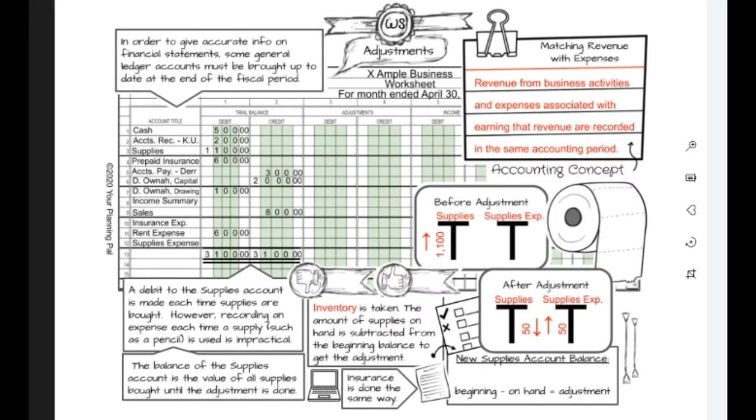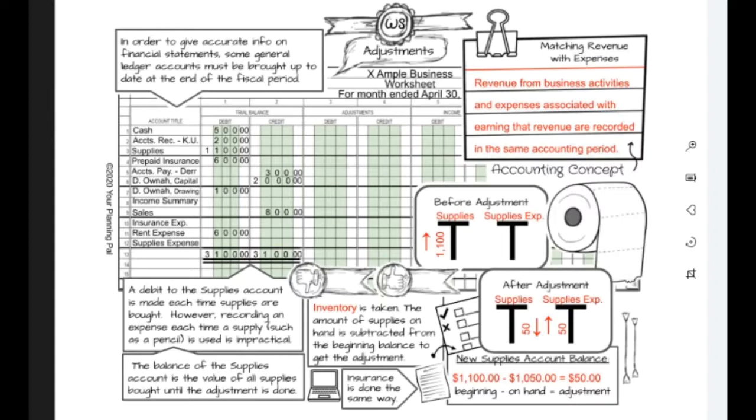The amount we're entering here is that $50 because we took our beginning amount, which was $1,100, and then we counted up. We took inventory and realized that we still have $1,050 of supplies on hand. So we only used $50 worth of supplies, and that is our adjustment.